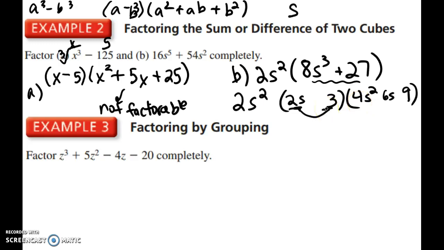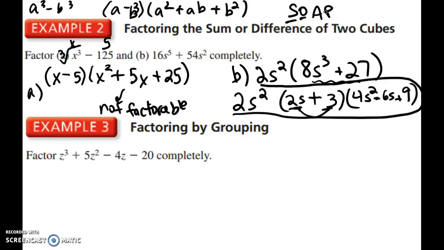Your signs follow SOAP. So the first sign is the same. The next sign is opposite. And the last sign is always positive. And this will be my factored form. We're going to pause here and we'll leave examples 3 and 4 for the next video.